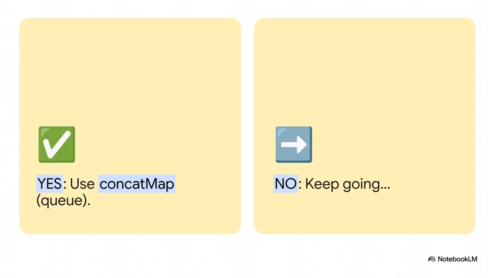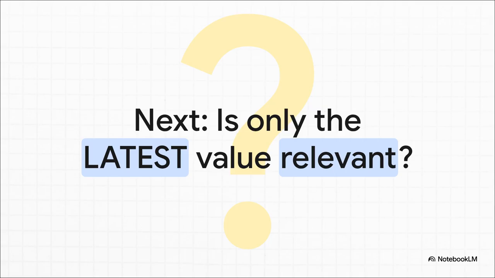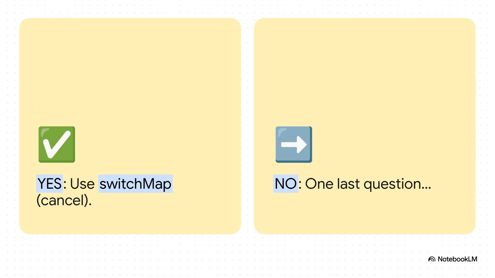Now, if order doesn't matter, well, then we've got a couple more questions. Okay, so order's not a big deal for you. Now ask yourself this. If a bunch of events happen really fast, do you only care about the very last one? The classic example is a search bar, right? You don't care about the search results for DO if the user has already typed DOG. And if you're nodding along thinking, yep, only the latest matters, then boom, switch map is your operator. It'll cancel all those outdated requests. But if the older requests are still important, then we have one final question to settle it.